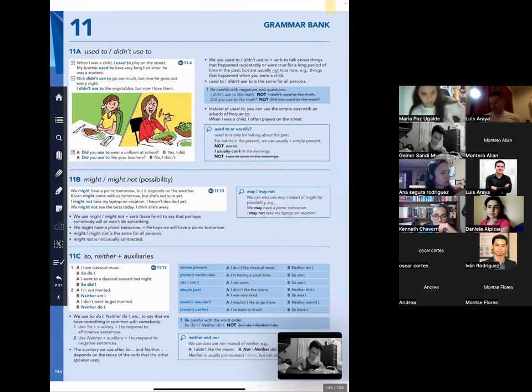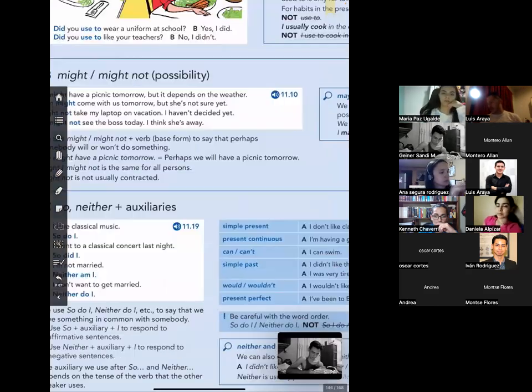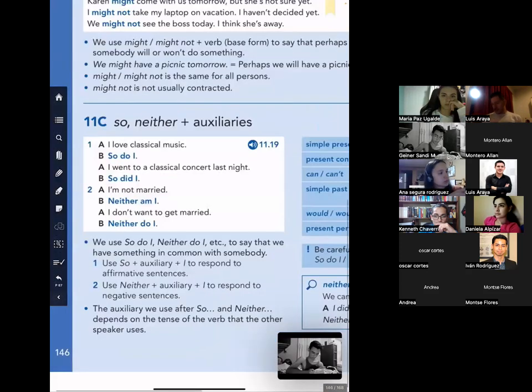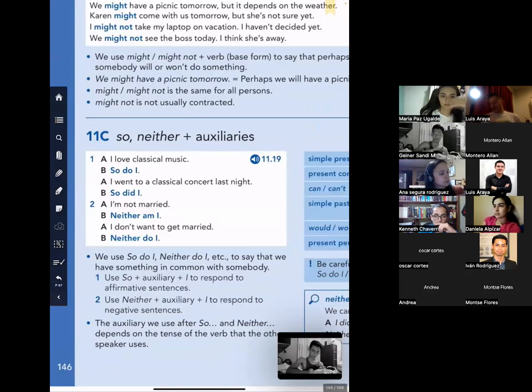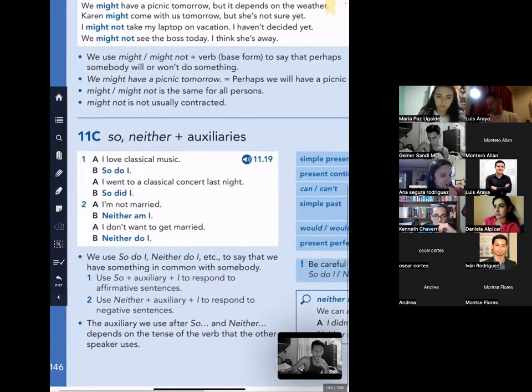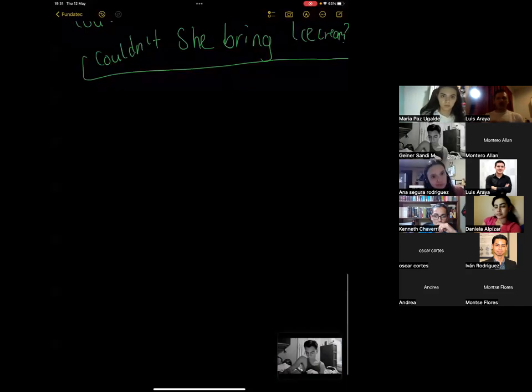Okay, before we look at the examples, it says we use "so do I" or "neither do I" to say that we have something in common with somebody. We use so plus auxiliary plus I to respond to affirmative sentences. We use neither plus auxiliary plus I to respond to negative sentences. The auxiliary we use after so and neither depends on the tense of the verb that the other speaker uses.